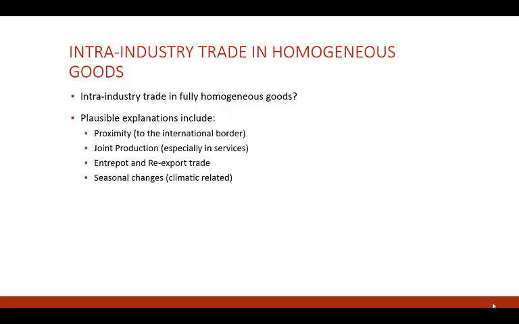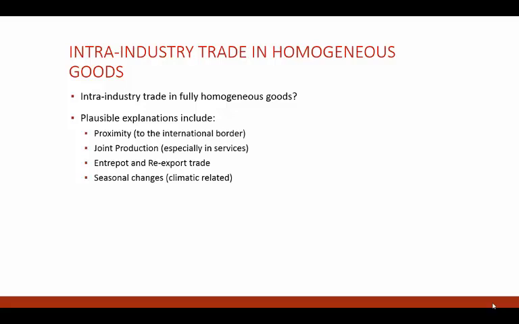We also have re-export goods, which are those goods that get shipped to a particular country, thus they show up as imports within that country, but the country makes very minor modification to the good and then it's shipped off to another country. Thus it still shows up as exports in that country's trade account.